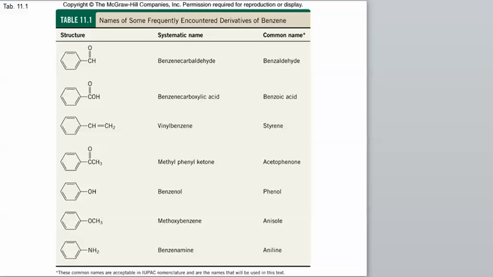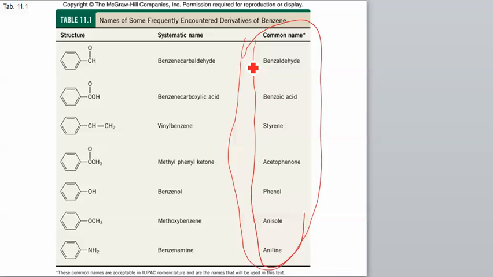In this video we're going to talk about naming derivatives of benzene, and it involves learning some new names. These compounds here in table 11.1 are some of the most common derivatives of benzene, and what you need to know in particular are these common names over here. Those systematic names in the middle are hardly ever used, even though they are the "official" names. It's these common names I need for you to know.